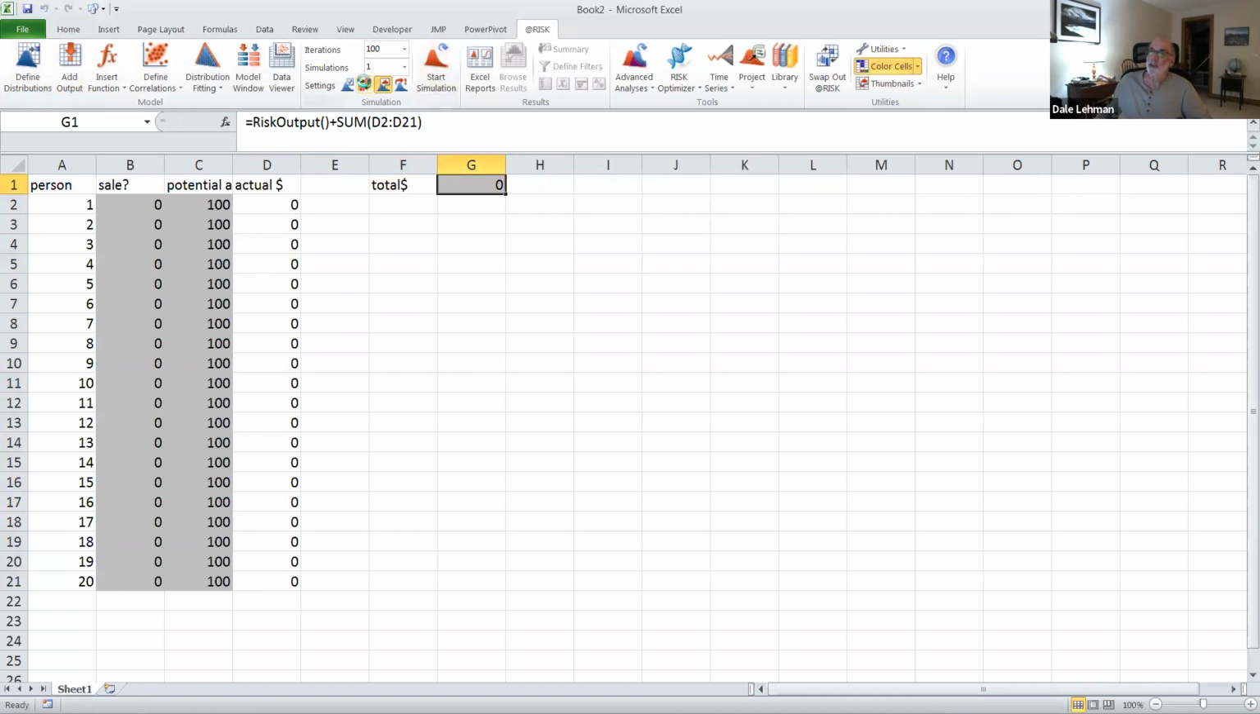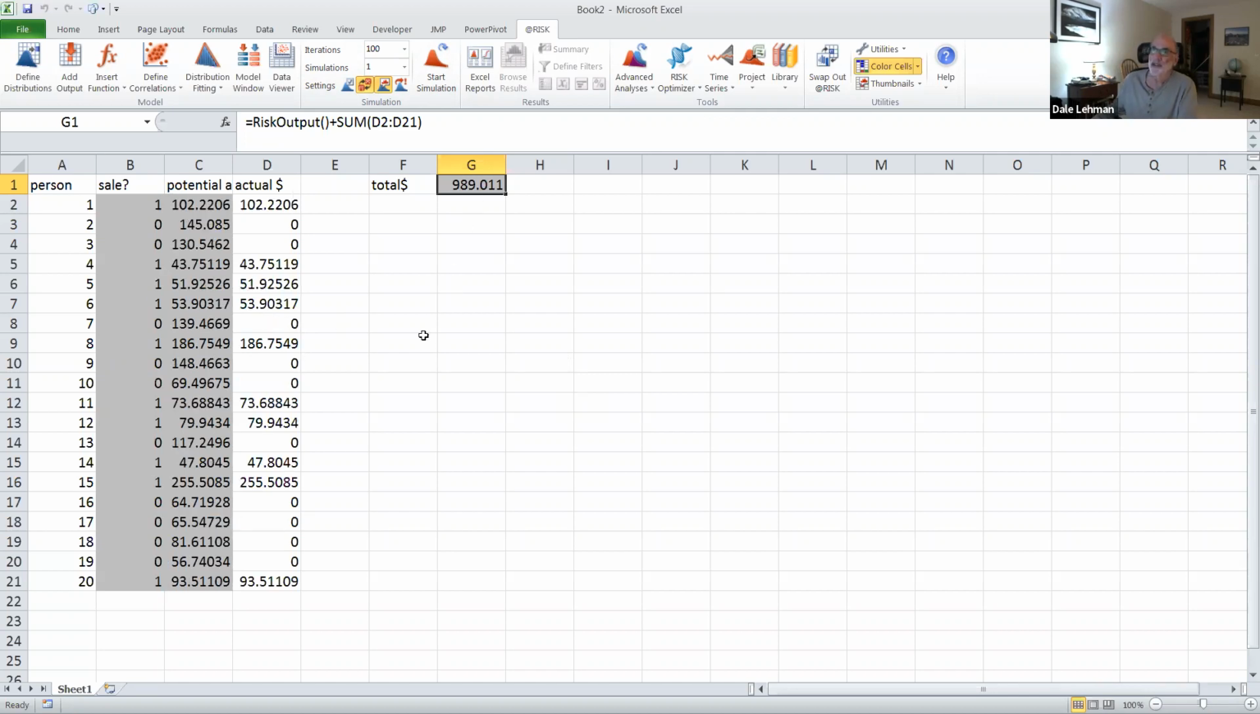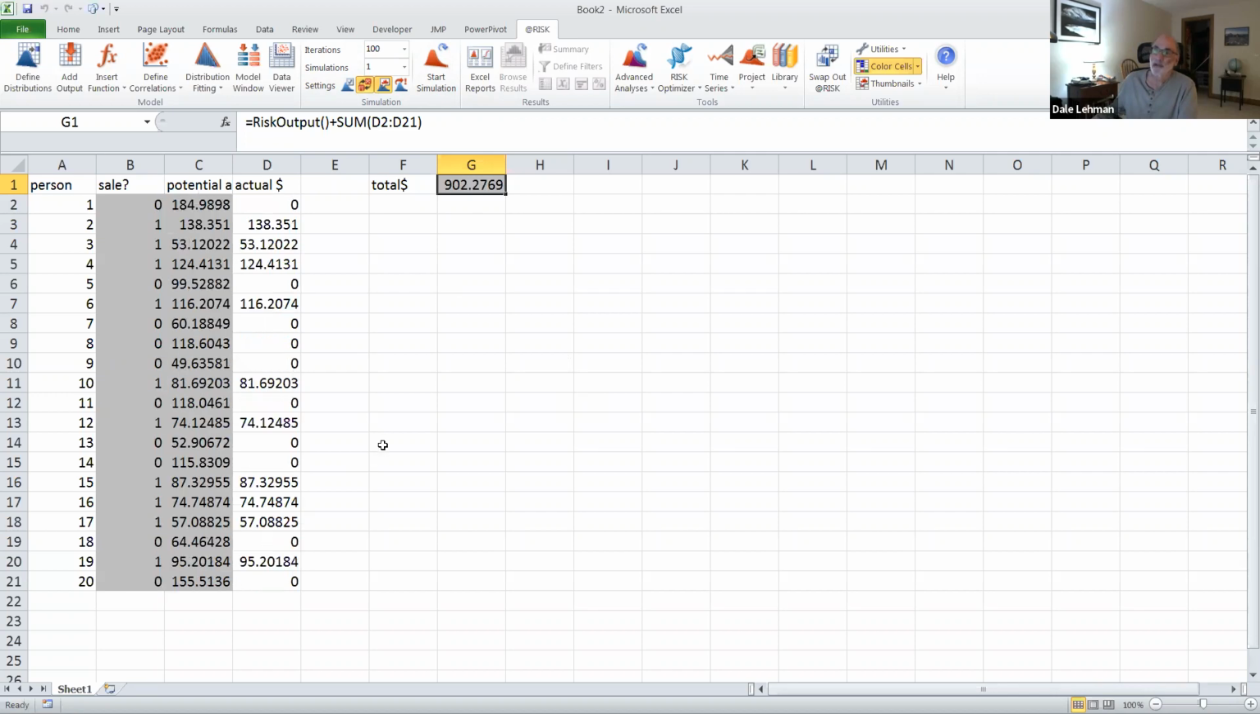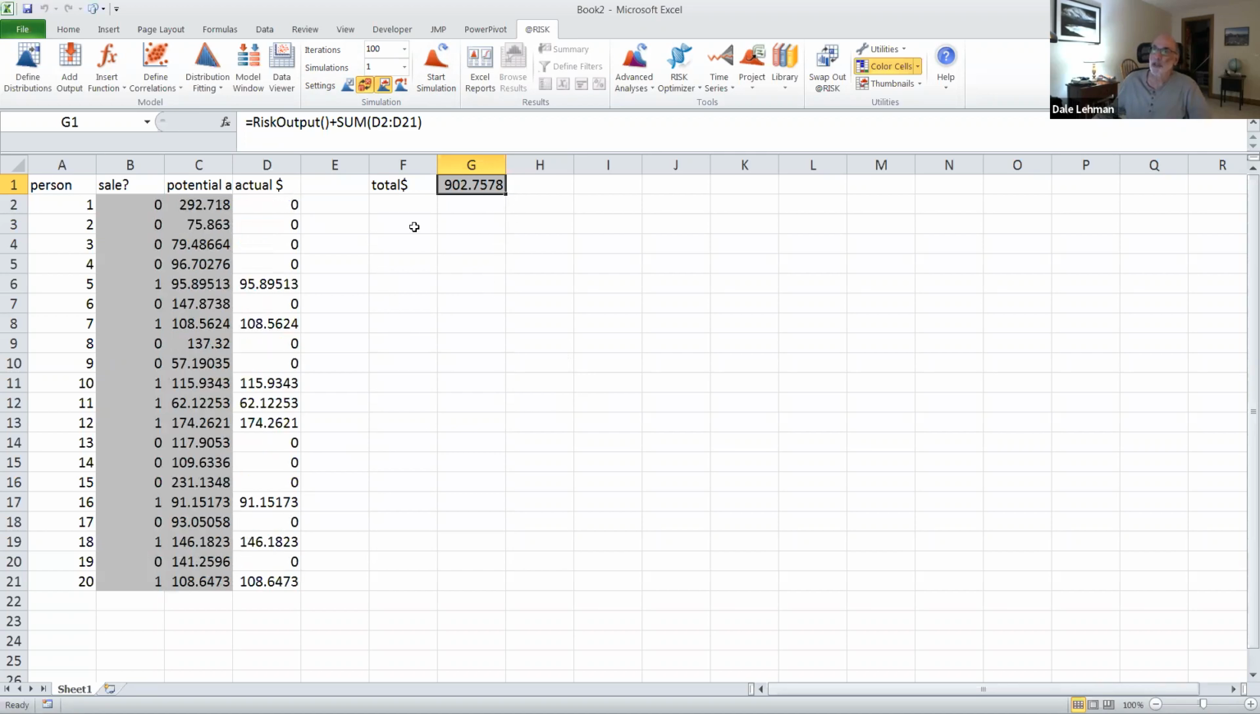So just to see how this is working, I randomize it. Notice that everyone has a potential sale amount, but what's shown here are only, looks like 7 sales were made by these amounts. It added up to 762. I'll get different numbers of sales each time, different amounts. These are just the totals and showing how it varies.